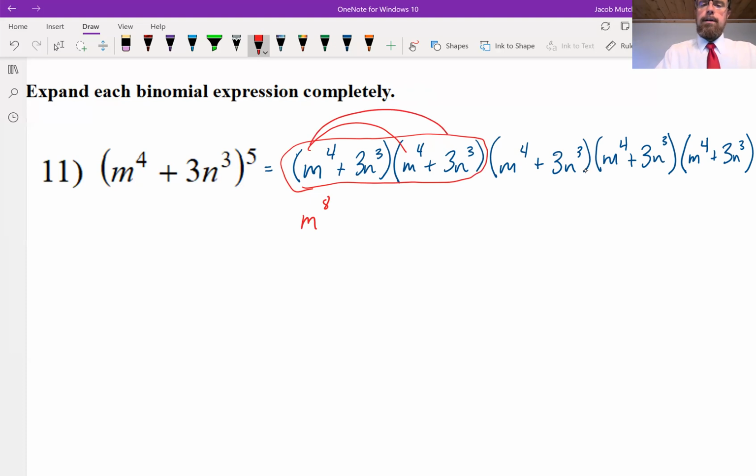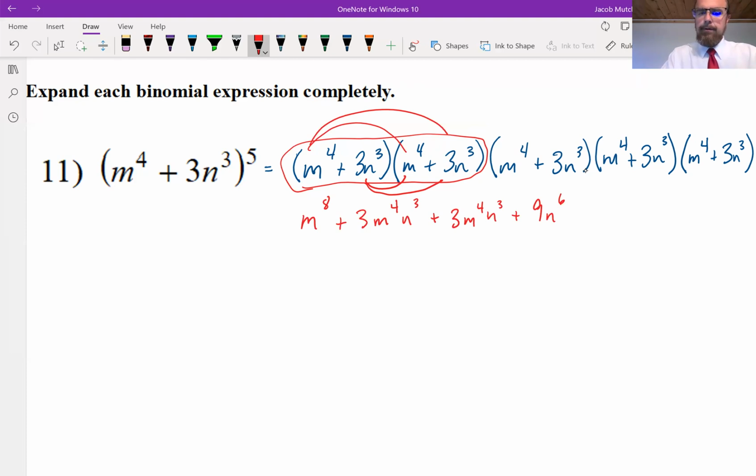Outer term, m^4 times 3n^3 is going to be plus 3m^4 n^3. Inner terms, same thing. Actually, I see that I'm confusing m's for n's, so let me correct that. I had said it correctly at first. So this is actually going to be 3m^4 n^3. And then my last term, 3n^3 times itself is going to be plus 9n^6.